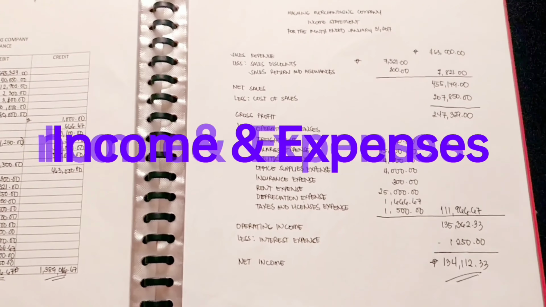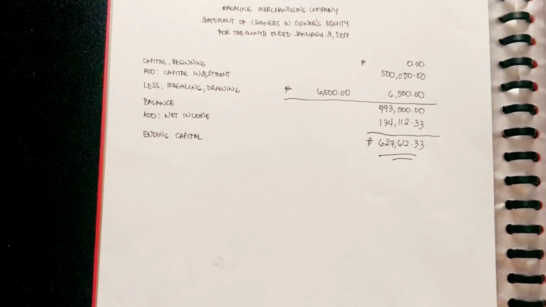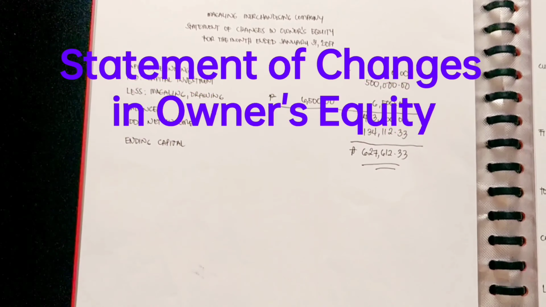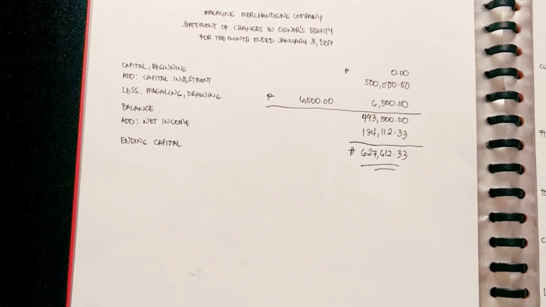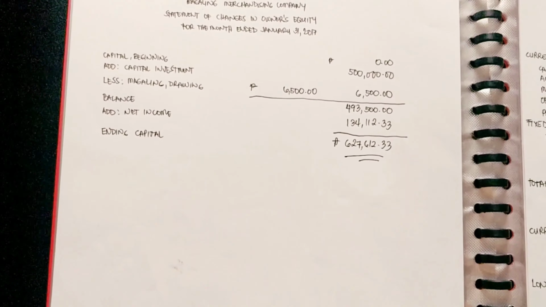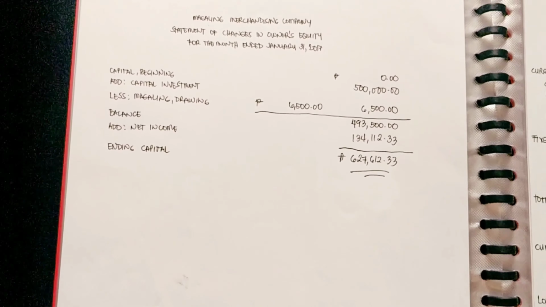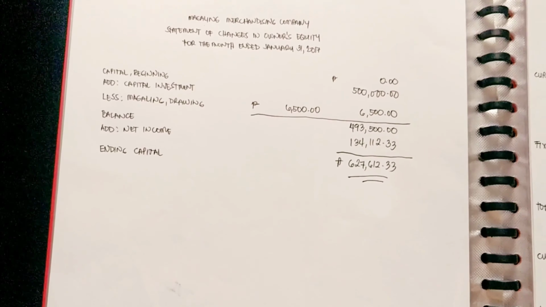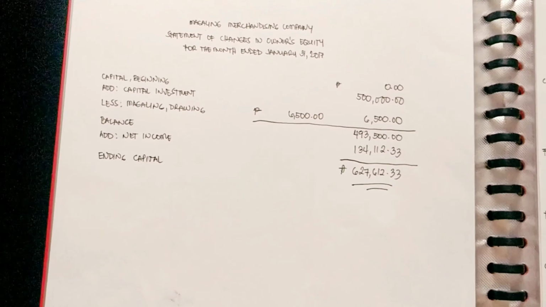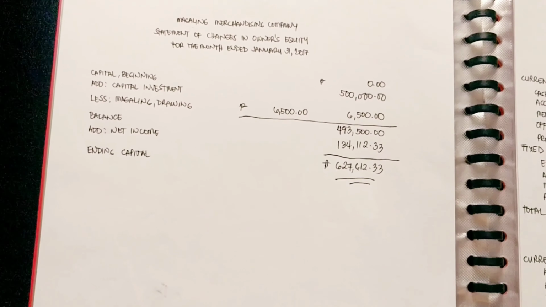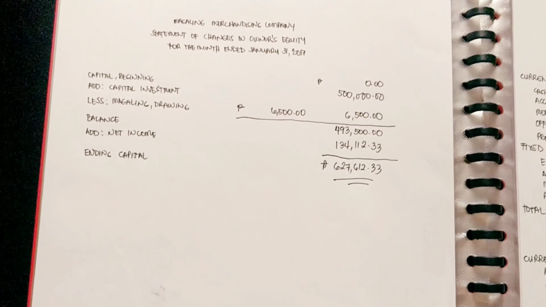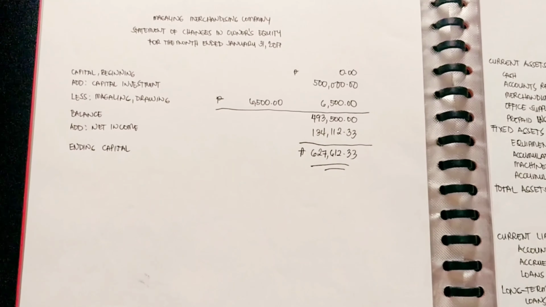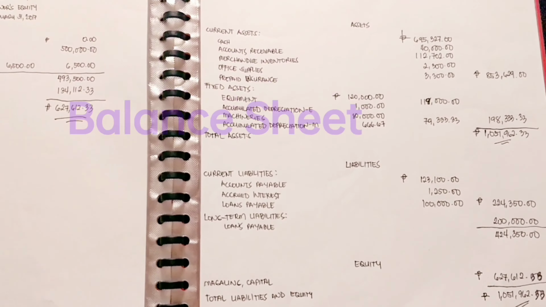Next to the income statement is the statement of changes in owner's equity. This details the changes in the owner's equity that have occurred over a period of time. It shows the balance of the owner's equity at the beginning of the period, plus the contributions made after that date, and then minus any funds that the owner withdrew. So that's basically it.